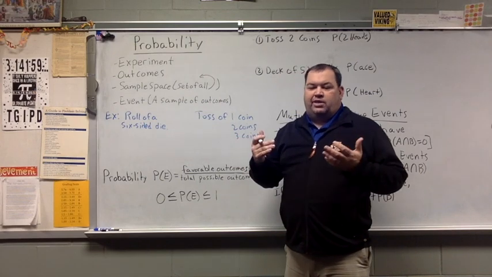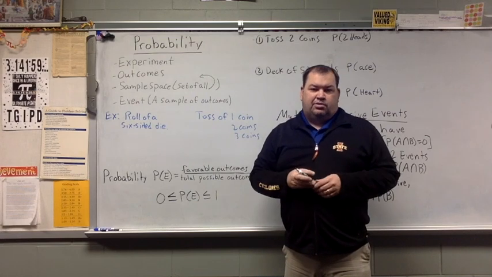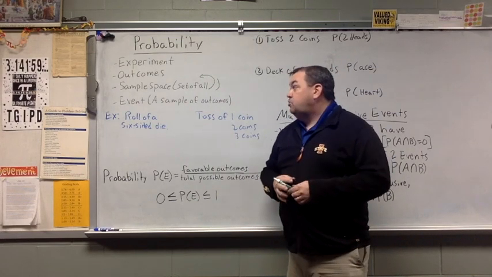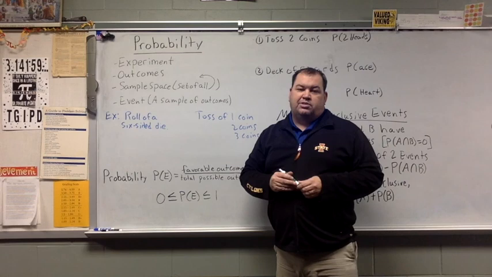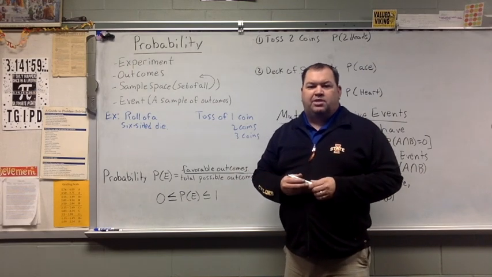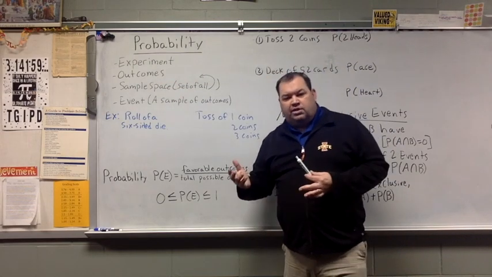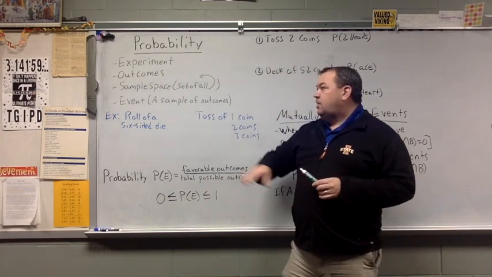If I roll a die, it has 6 sides, so it has 6 outcomes. If I flip a coin, it has 2 sides, so it has 2 different outcomes. If I draw a card out of a standard deck, there are 52 outcomes in that deck. So the experiment would be flipping the coin, rolling a die, or drawing a card, and the outcomes would be the possibilities.